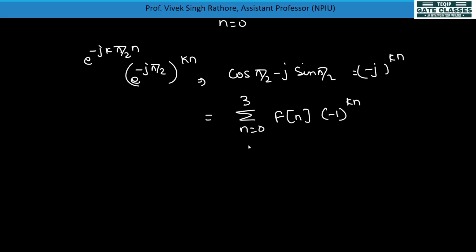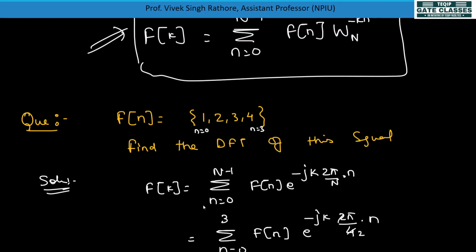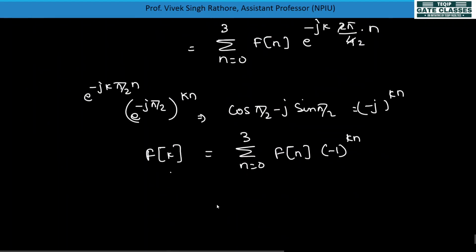What k values will be there? Ultimately the answer will come in k, so the k value will be changing: k is equal to 0, k is equal to 1, and so on. If we take the DFT of f of n, we will get f of k, and f of k will be the same length sequence as f of n. So obviously we will have only 4 length values, no problem with that.